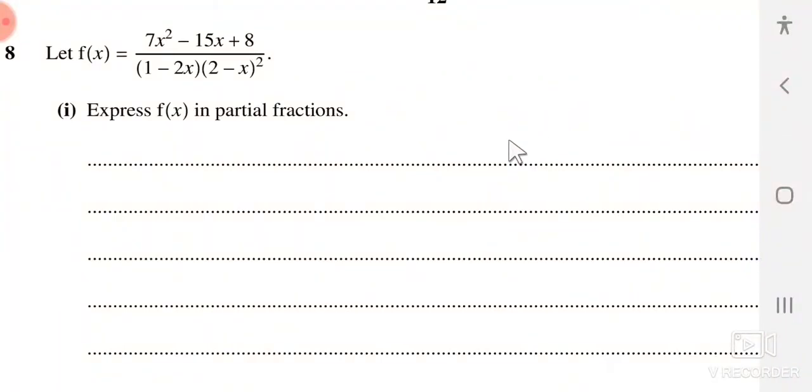Now I'm here again. Here you have this, and look, this is once again a simple question of partial fractions. First let it be equal to A over (1 minus 2x) plus B over (2 minus x), because these are linear factors, then plus C over (2 minus x) whole squared, and then simplify these fractions by making the same LCM on both sides, and then by comparing the coefficients find the values of A, B and C. That would be the simple answer for this question.